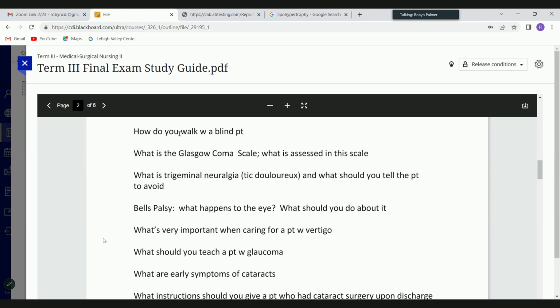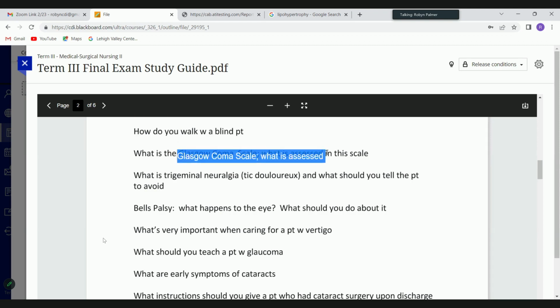How do you walk with a blind patient? Would you walk side by side? Would you walk in back? Would you walk in front? Which would you do? A little in front, with your arm on your shoulder. Yes, you'd walk in front with the arm on the shoulder, right? So they could follow you.